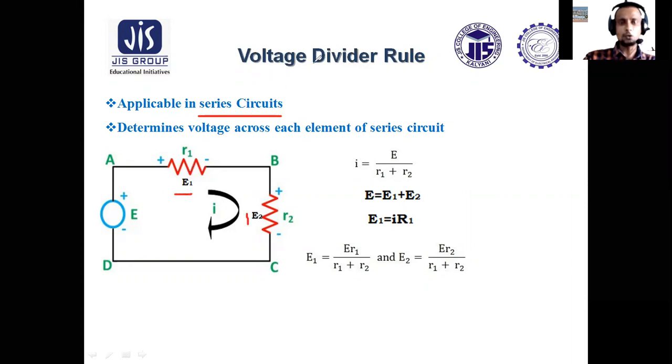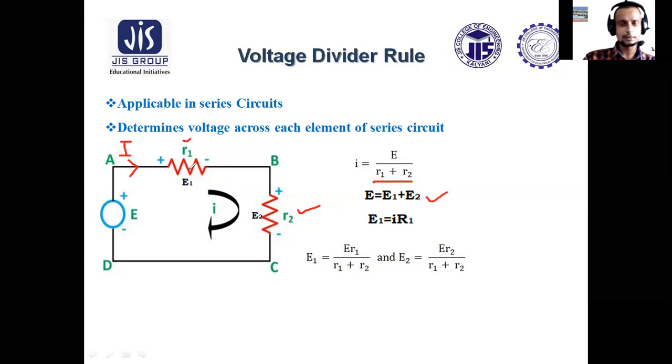Now, as you all know, for a series circuit, the current remains the same. So for different values of resistances R1 and R2, the voltage will be different across these resistors. So E1 is the voltage across R1, E2 is the voltage across R2. What should be I? I equals the total voltage E divided by the total resistance. These are connected in series, so R1 plus R2, for a series combination, it should be added. Okay. And E equals what? The total voltage gets divided across two resistors. So E equals E1 plus E2.